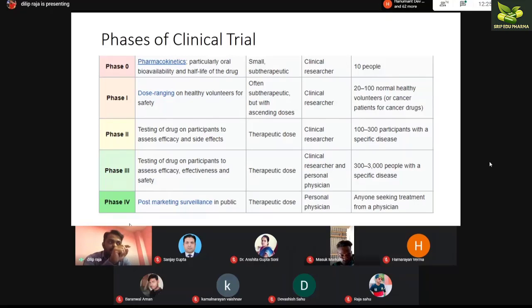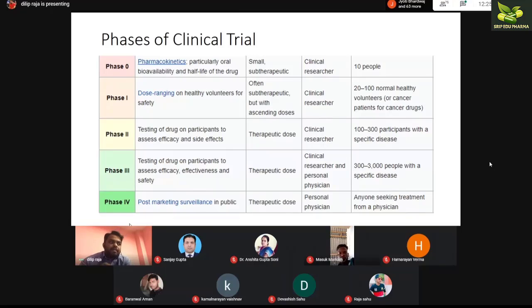So for safety, in phase 1 we actually see the pharmacokinetics, with a little concern for pharmacodynamics. In phase 2, we will see mainly the efficacy of the drug, but in a little portion we also have the safety concerns. So we will also see the safety concern of the drug in phase 2.